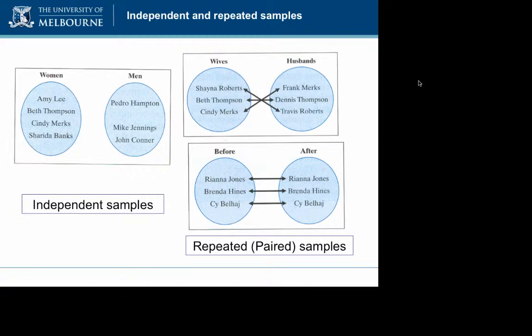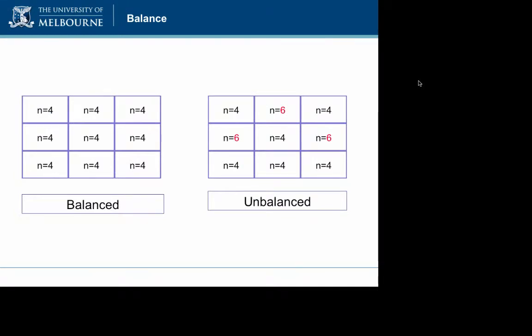While repeated or paired samples can be a group of wives and husbands, so the wife and husband are related. They share the same beliefs, they live in the same environment. Or more commonly, we examine one patient before and after treatment. And as I said, the sample size depends on the type of sample we have. So for the independent samples, we usually require a larger sample size than if we have a paired sample.